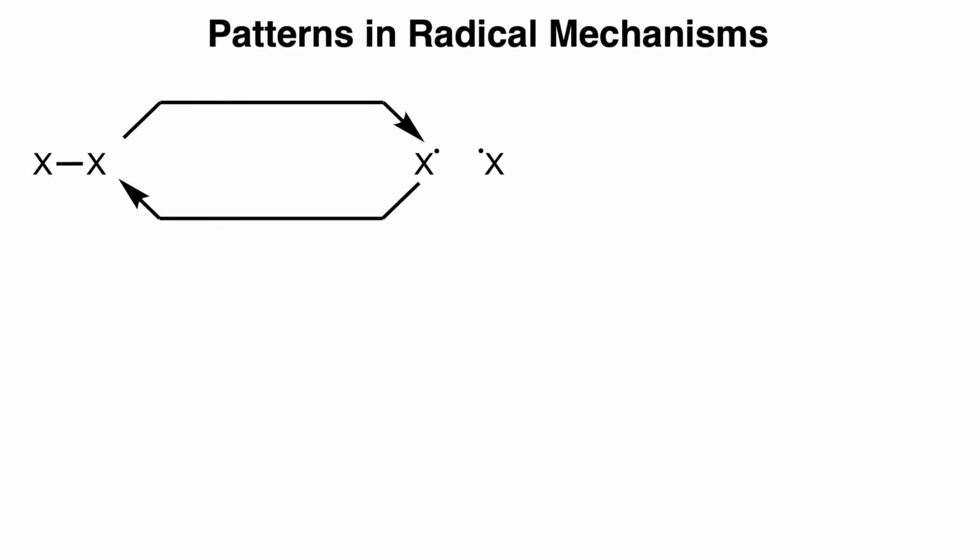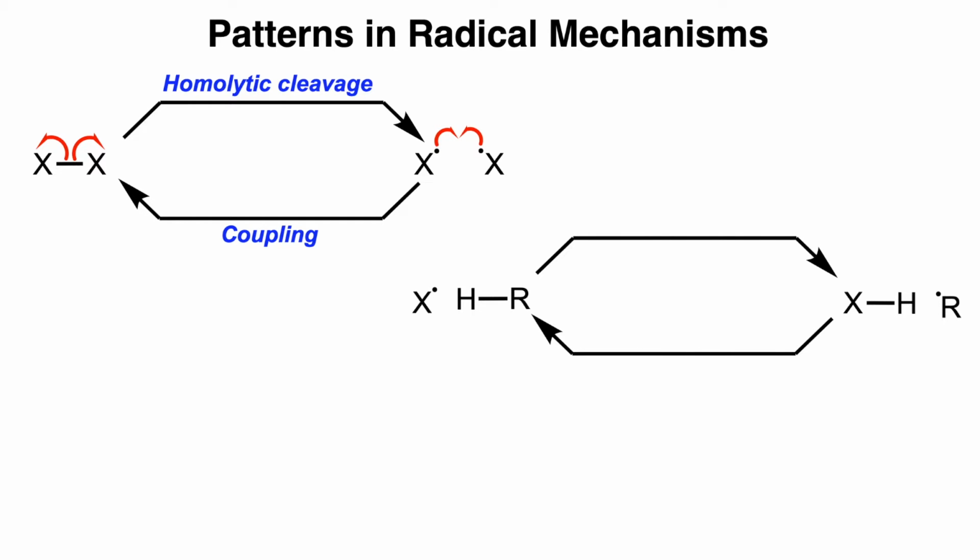Now, when thinking about how to draw mechanisms of radical reactions that involve single-headed arrows or fishhooks, there are 6 patterns that you may come across. First, homolytic cleavage is when a single bond breaks to form two separate radical species. Second, two radicals can couple together to reform a single bond. Third, hydrogen abstraction can occur where a radical can abstract a hydrogen atom from a compound which would generate a new radical.